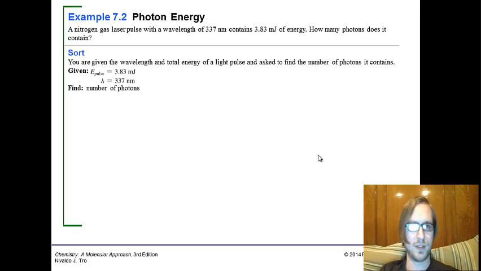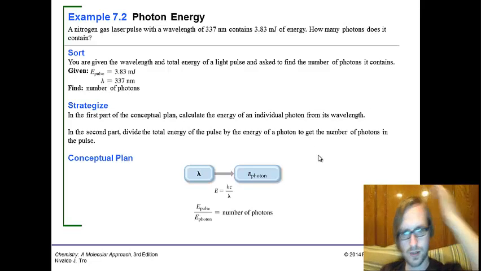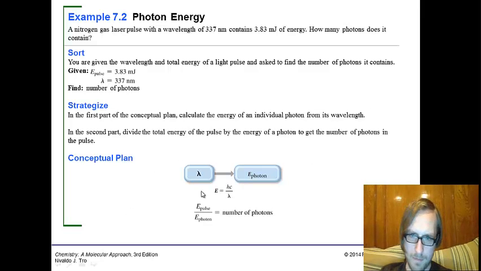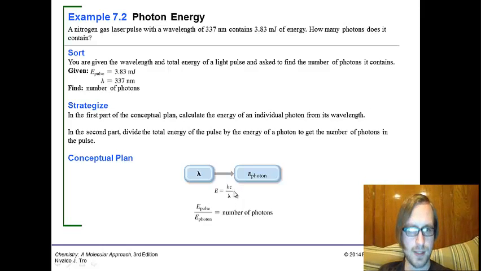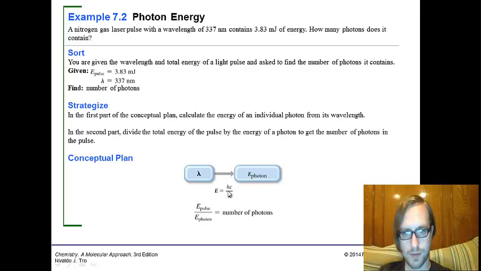So we are given the wavelength and total energy. We're going to calculate the energy of an individual photon. Then we're going to divide the total energy of the pulse by the energy of the photon to get the number of photons. All right, so there's our plan. Energy is h, Planck's constant, times frequency. I say frequency, though it's written as c, the speed of light, over wavelength, because the speed of light divided by the wavelength will give me my frequency. So energy equals hf.